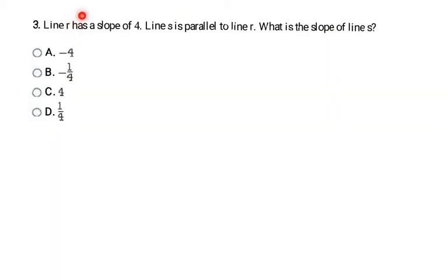So here it says line R has a slope of 4. Line S is parallel to line R. What is the slope of line S? Well, my rule for parallel slopes is they're exactly the same. So if the first one's 4, the second one's 4. So that makes my answer C. Just simply knowing that rule makes this question fairly easy to get right.